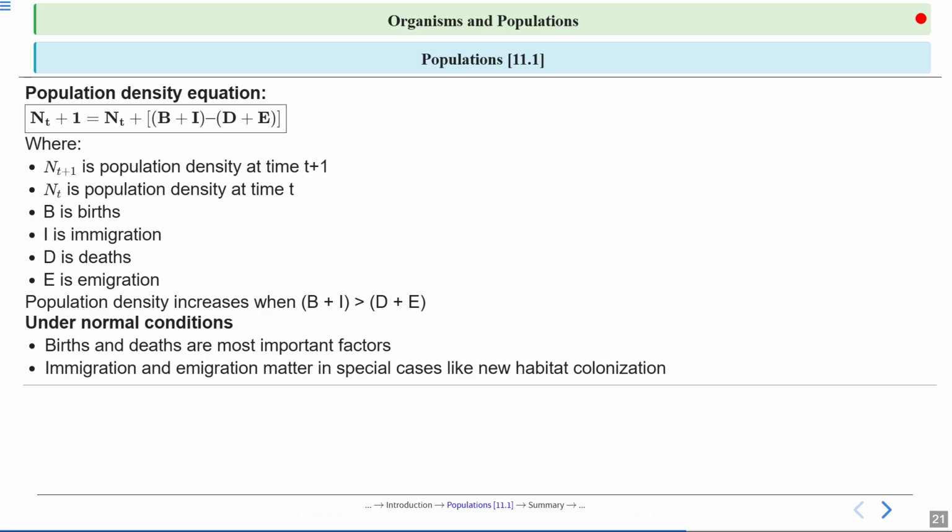Okay, so what does this mean? This means that under normal conditions, birth and deaths are the most significant factors affecting population density. However, immigration and emigration become crucial in special situations, such as when a species colonizes a new habitat. In this case, immigration and emigration can cause change in the population density.